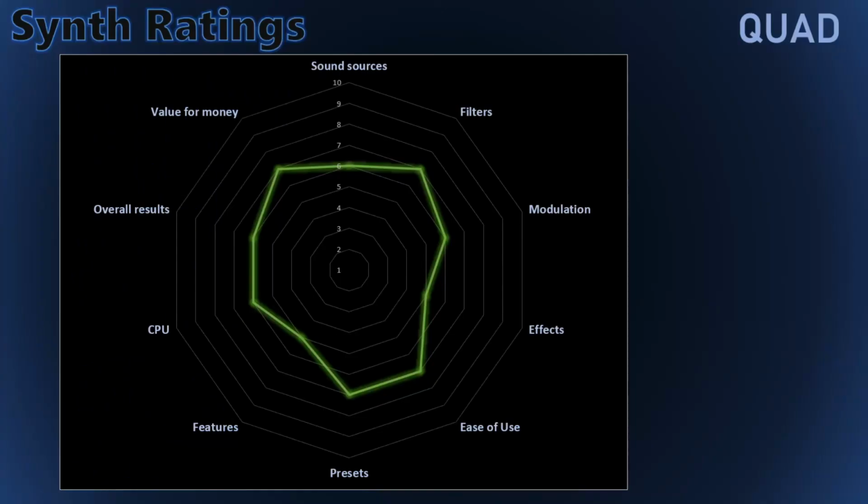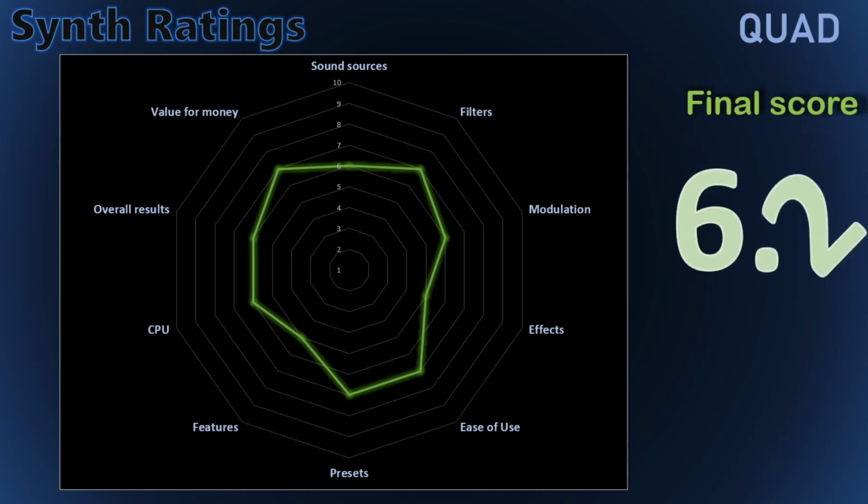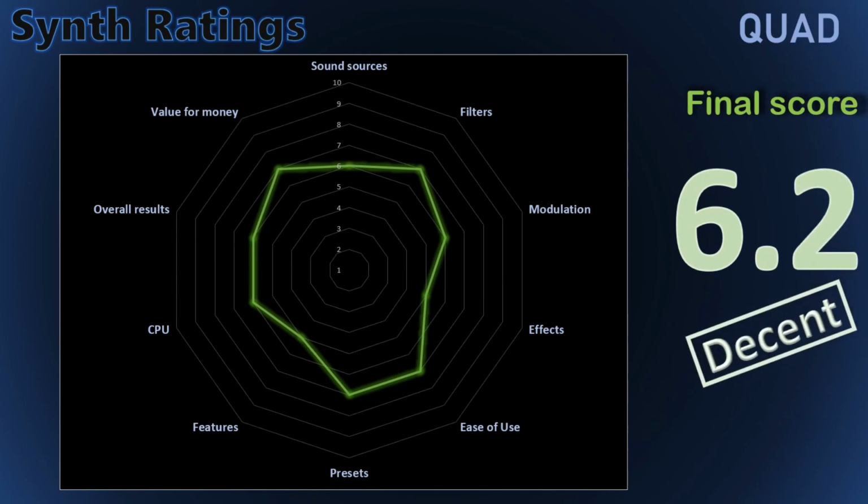Here we have the diagram showing all the scores for every category, and we can see that the synth is pretty well rounded. It has a couple of bumps, as you can see, and those are the effects and the features categories pulling the score a little bit down, while the presets, ease of use, filters, and value for money are all pretty strong points for this synth. Putting it all together, the final rating for Quad is 6.2, which gives a recommendation of decent.